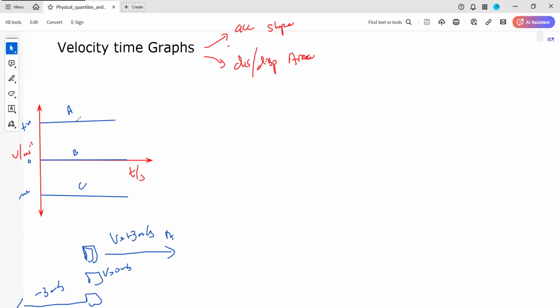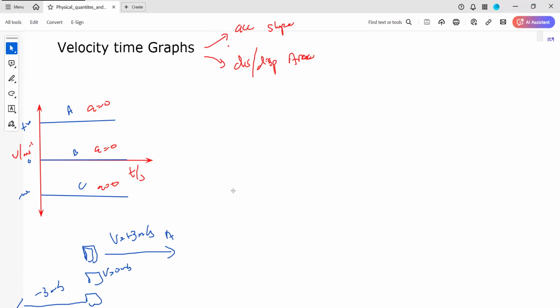What is the difference between positive and negative velocity? It only shows the directions are opposite. And in all these examples, what about the acceleration? The acceleration is 0 here, acceleration is 0 here, and acceleration is 0, because for a horizontal line, the gradient or the slope is always 0. That's the first case.